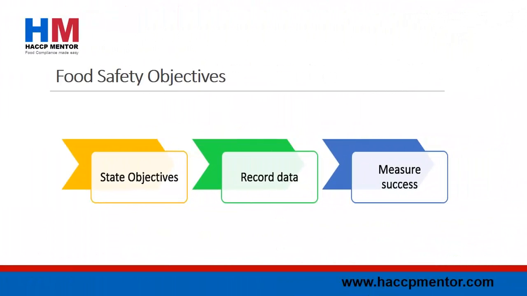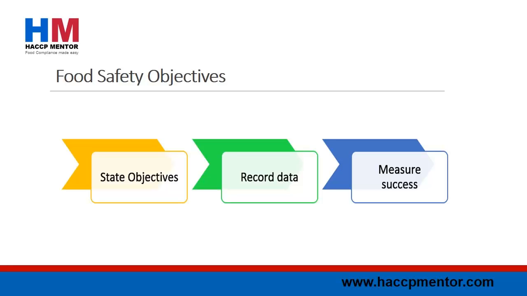What are measurable food safety objectives? Food safety objectives are the same as business objectives, but just with food safety focus. You are required to identify your food safety objectives in a way that can later be assessed to see if you have actually met those objectives. This is what we call measurable food safety objectives.